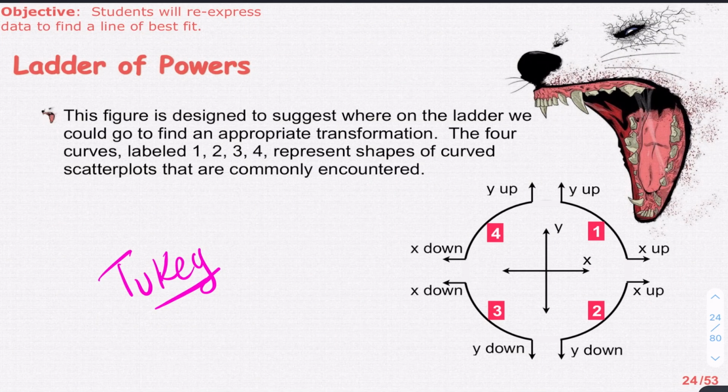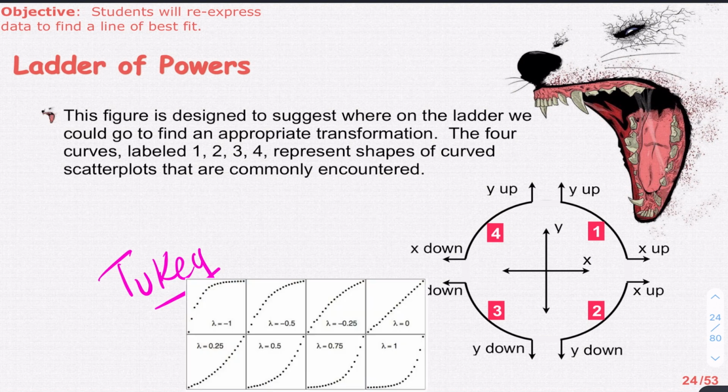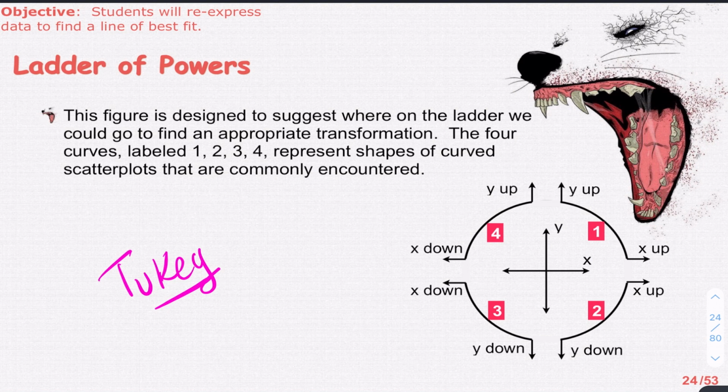So this statistician who came up with this ladder of powers, his name's Tukey, if you want to look it up, came up with this figure off to the right, and we're going to utilize this to examine our curves. It actually is kind of helpful. This figure is designed to suggest where on the ladder we would go to find an appropriate transformation. The four curves labeled 1, 2, 3, and 4 represent shapes of curved scatterplots that are commonly encountered.